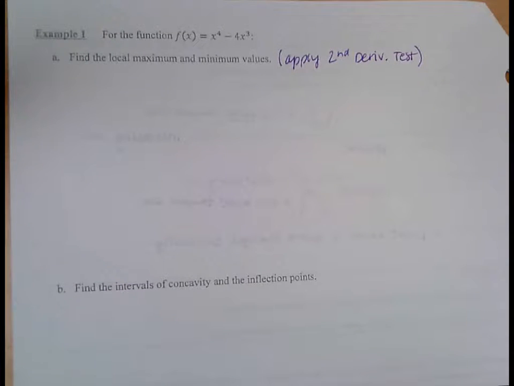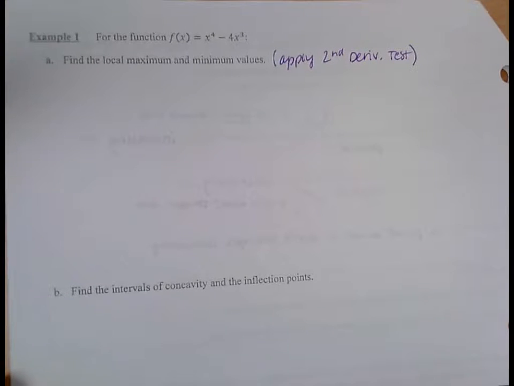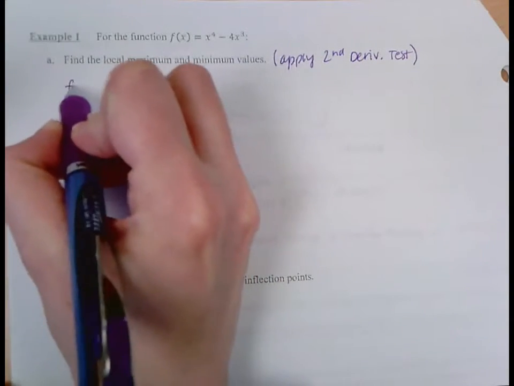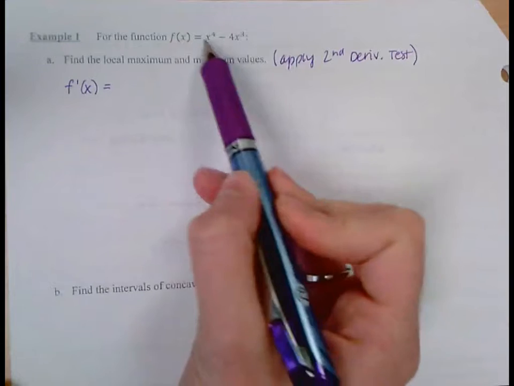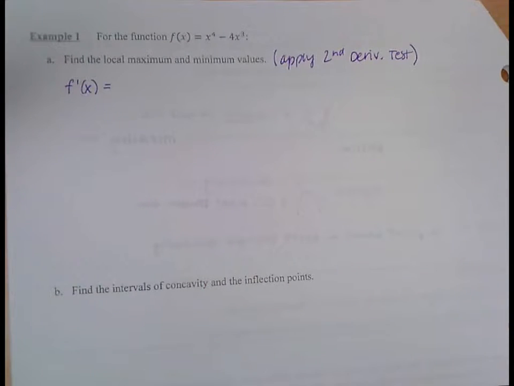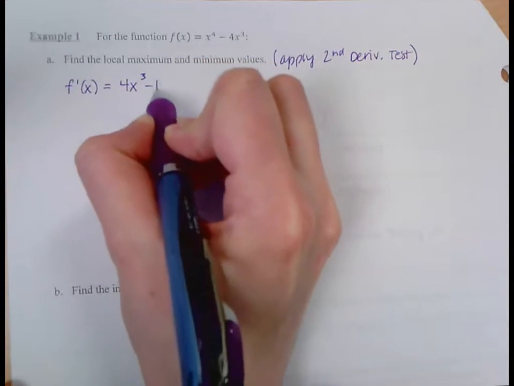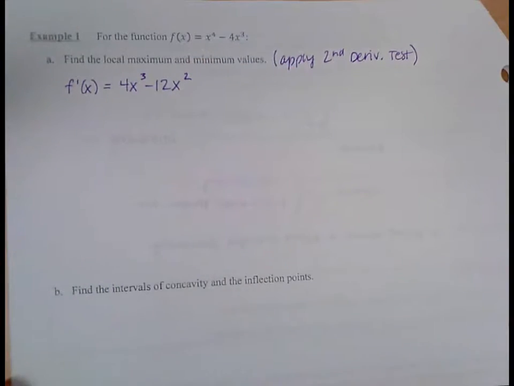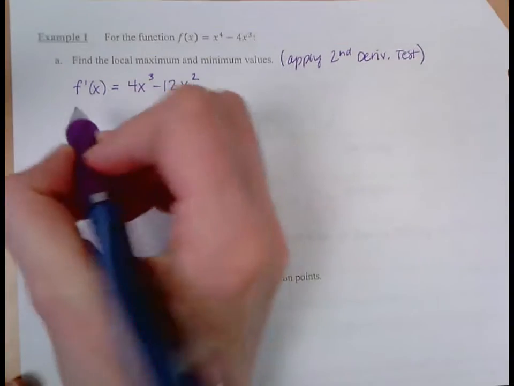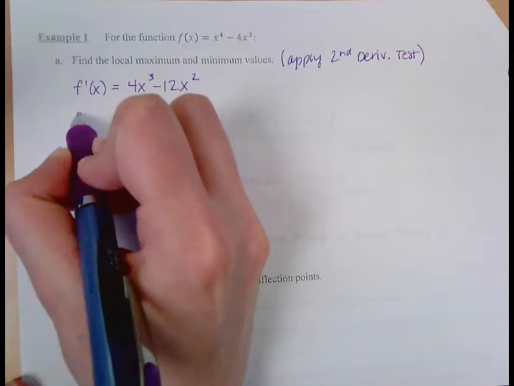All right, so to find the local max and min values using the second derivative test, first of all, we need to find the values of C that would make the first derivative equal to 0. So the critical values of f where f prime is equal to 0. So we would need to find f prime. And based on f of x, what is f prime? All right, 4x cubed minus 12x squared. So find then where that is equal to 0.